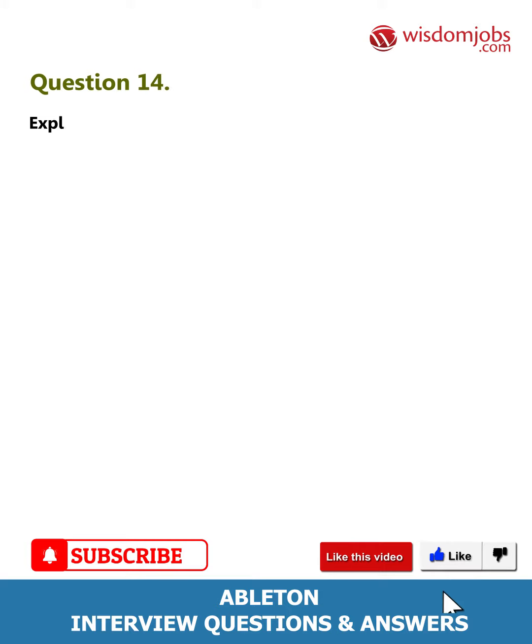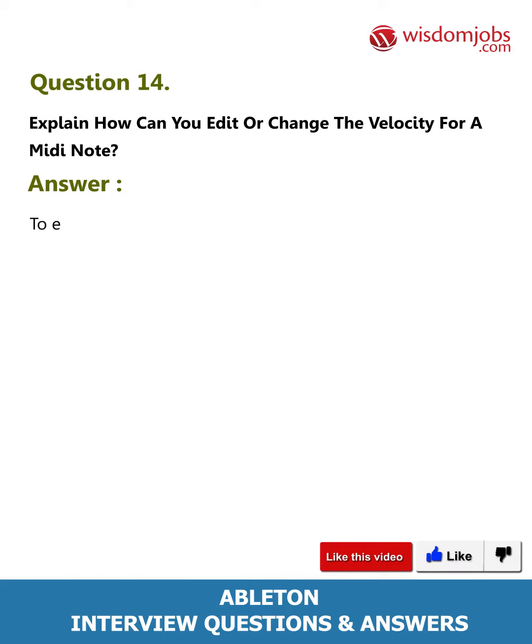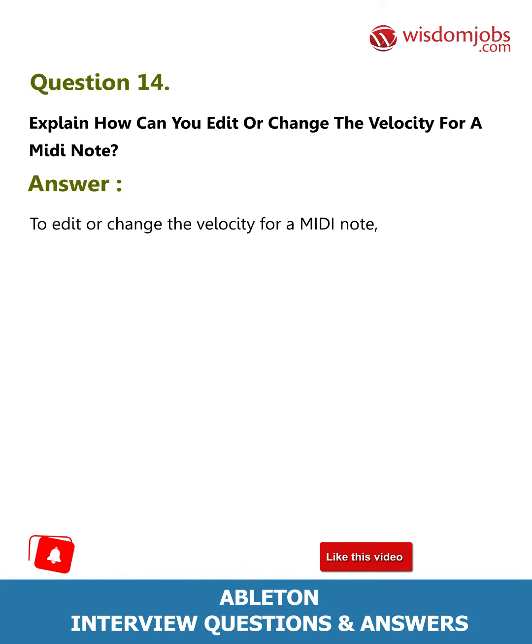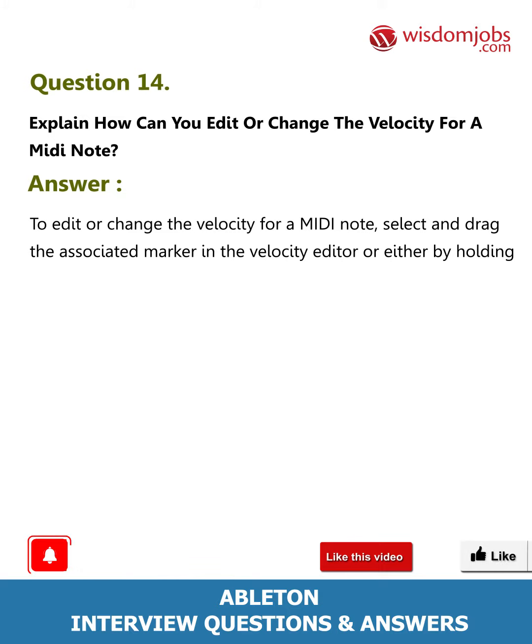Question 14. Explain how can you edit or change the velocity for a MIDI note? Answer. To edit or change the velocity for a MIDI note, select and drag the associated marker in the velocity editor or either by holding Alt-Tab while clicking on the note.